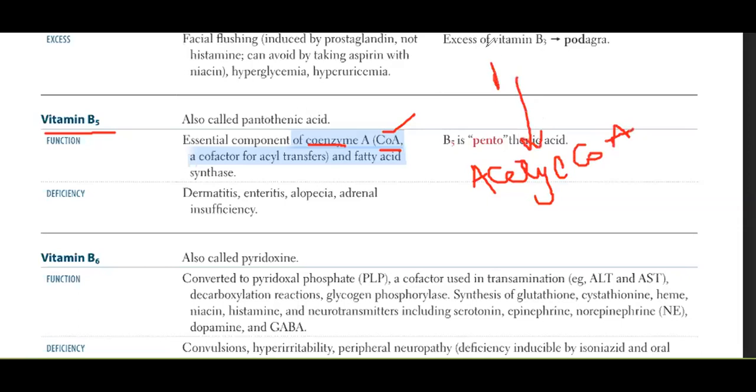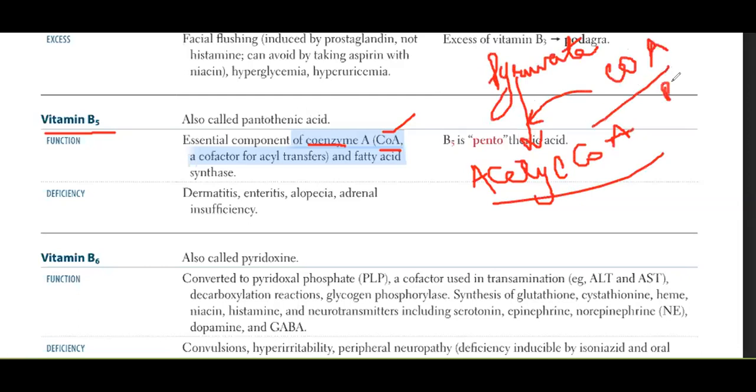pyruvate, the product of glycolysis, is converted to acetyl CoA. CoA enters here at this level, so it requires vitamin B5. It requires vitamin B5 to perform this action. Then it is also a cofactor for acyl transfers.